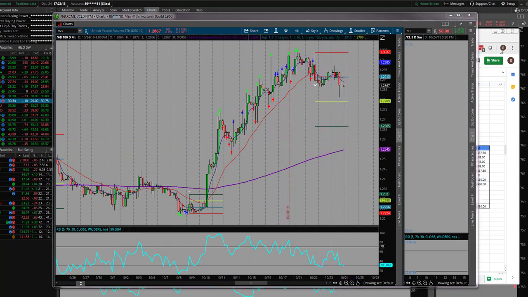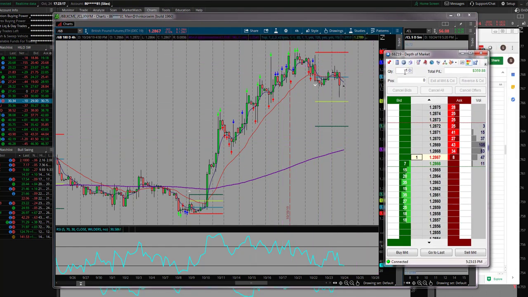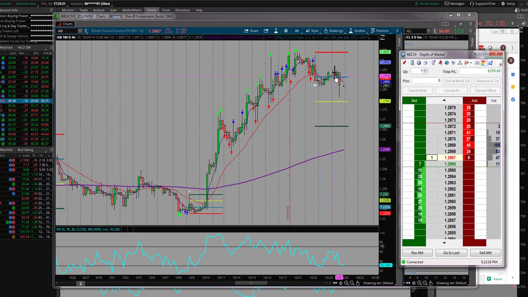So this is a trade I took in the British pound. I only shorted one contract up here at 129.10, and I exited today. I did not let it run all the way down to 128, which was roughly our target. 127.89 was the exact target, but I did get short this market. I closed out for about $360.